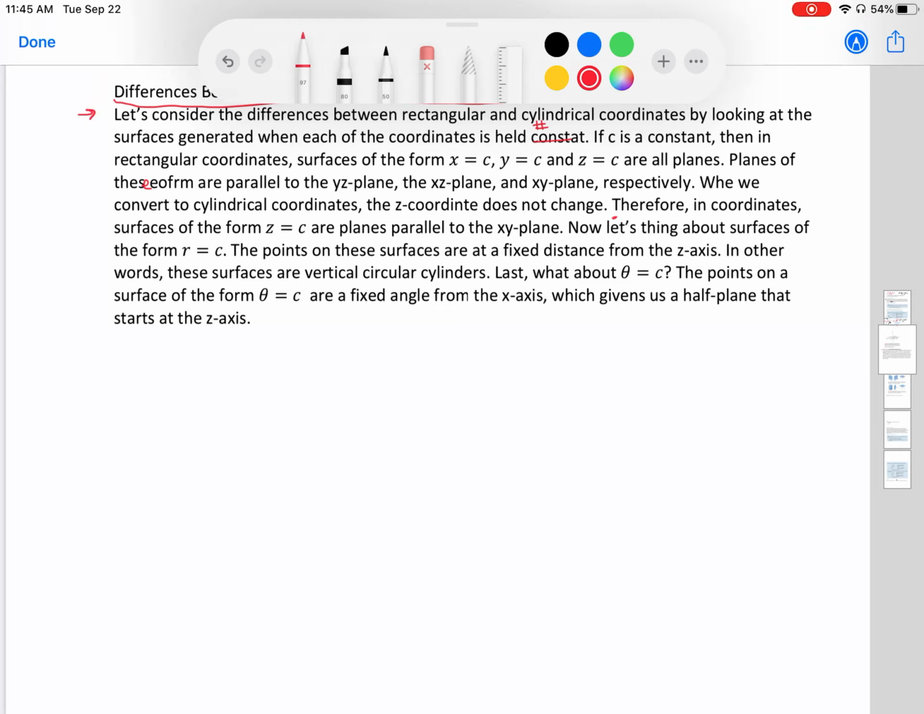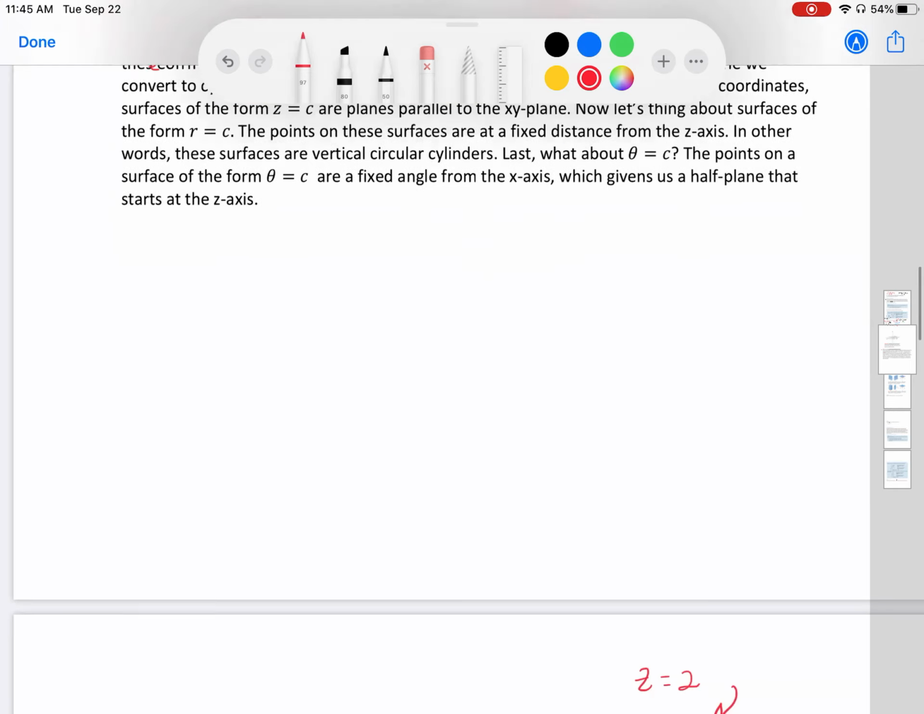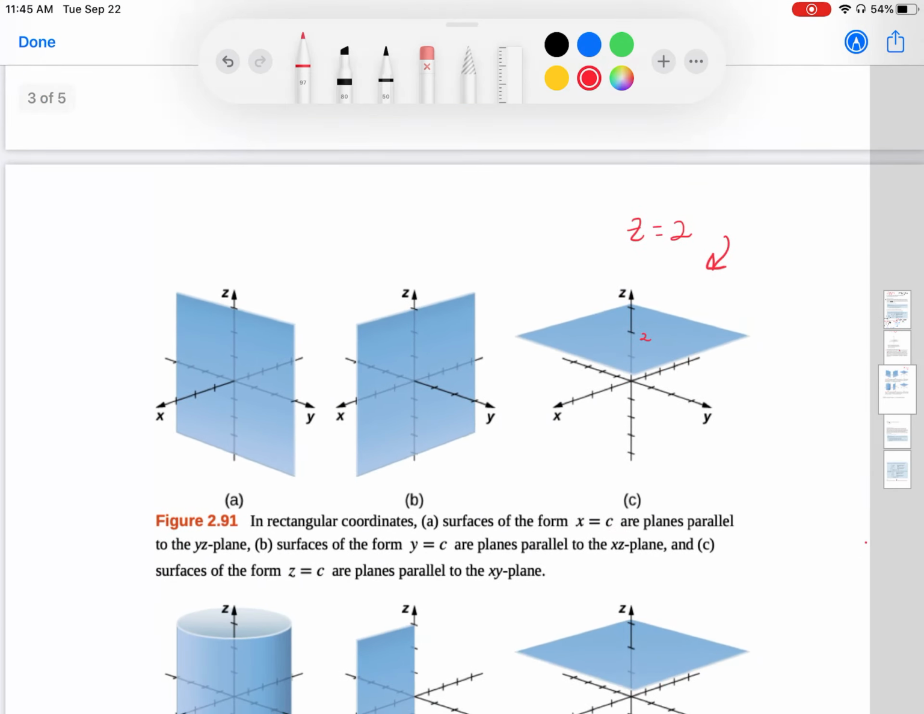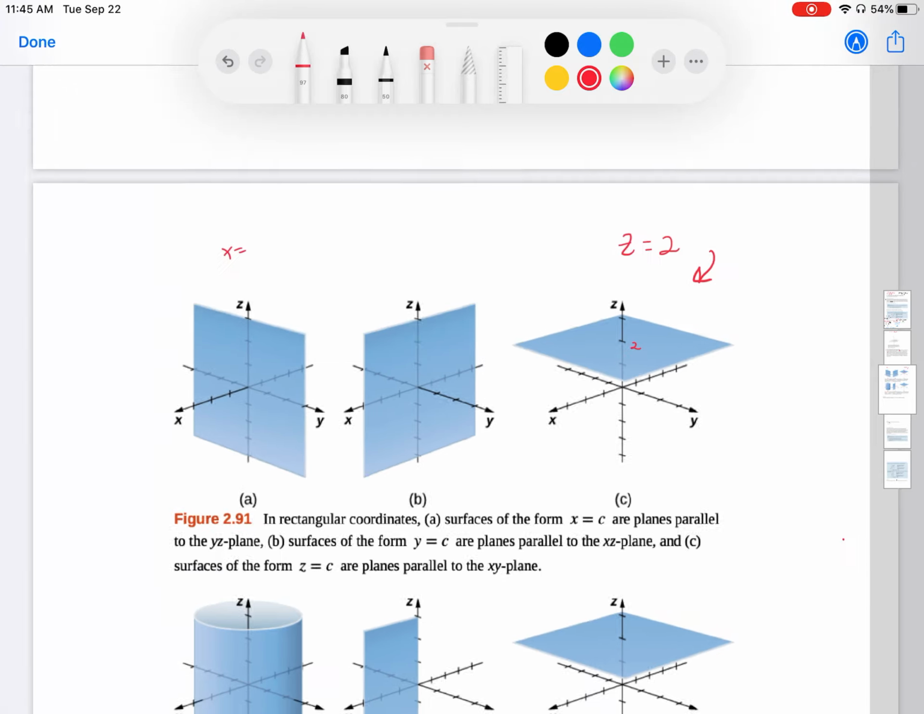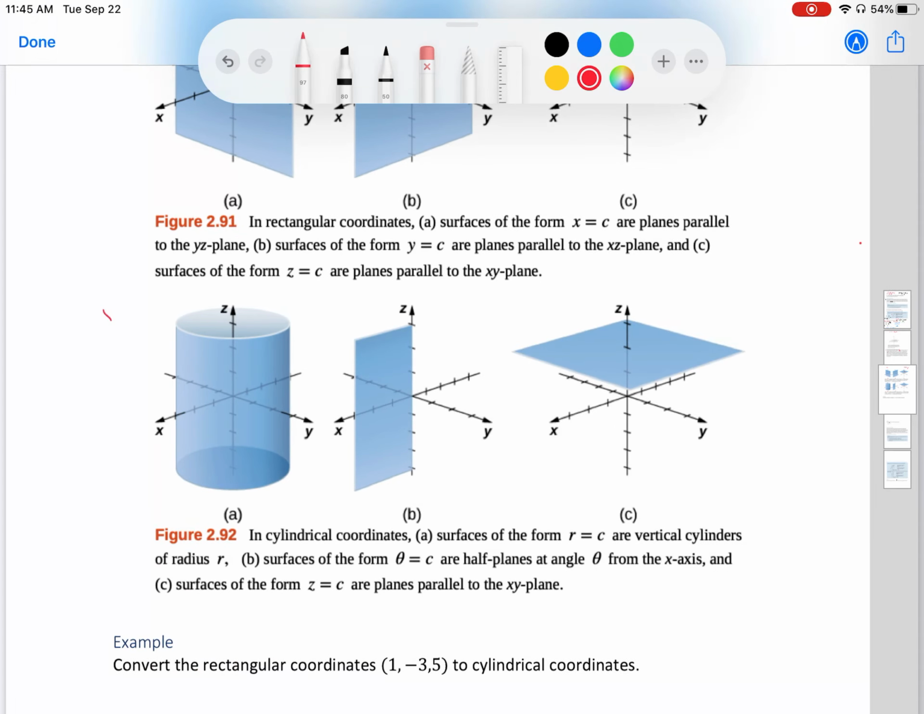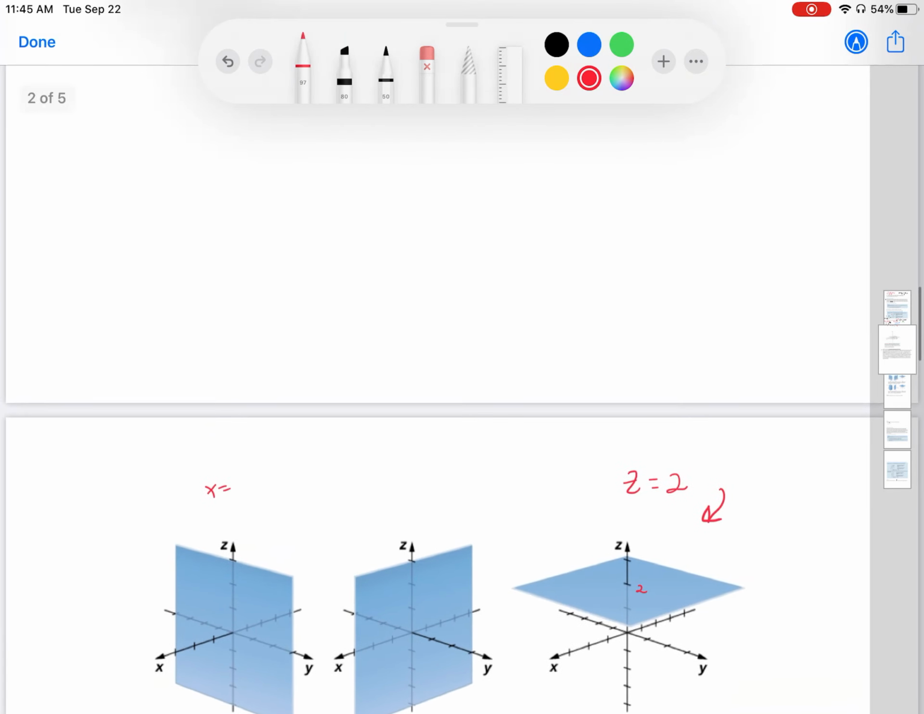R equals a constant. The points on these surfaces are fixed distances from the z-axis. In other words, these surfaces are vertical cylinders. So we have this picture here. When I have x equals a number, I have a plane parallel to the yz plane. But when I have r equals a number and we're in cylindrical space, it forms not a plane, but rather a cylinder. So it's not a plane.